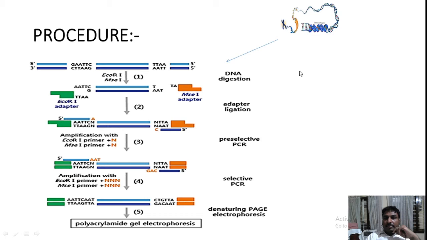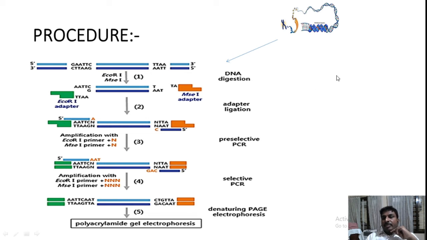That means you first have to take this genome or DNA into an Eppendorf tube, and then you have to add the restriction enzyme into it. Then you have to incubate it. Then what happens is that the restriction enzyme will cut the DNA into several fragments. This is happening in a tube.